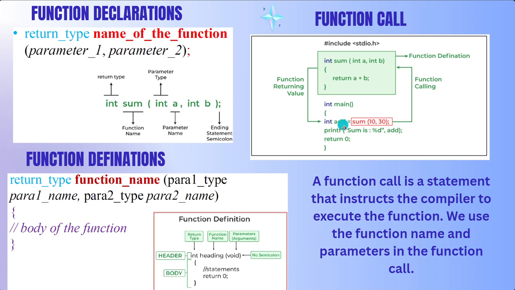Over here int add value is being returned as 40. So from the main function it goes to the sum function, performs the task, and then comes back to the main function and prints it. Okay. This is how function call works.